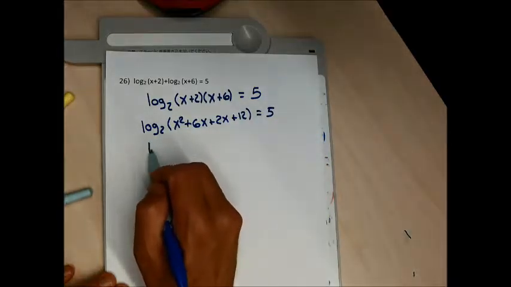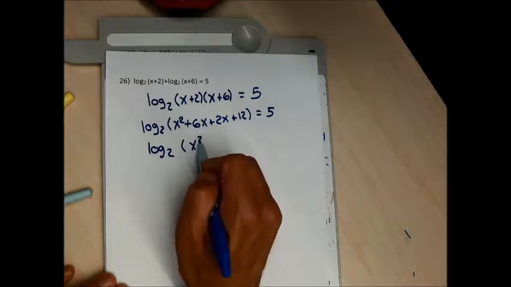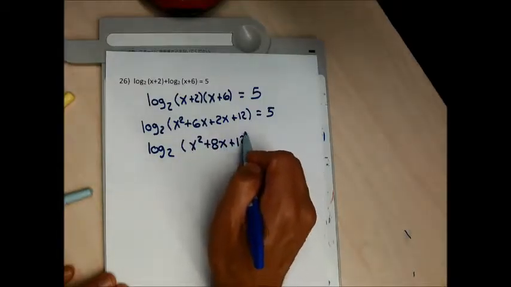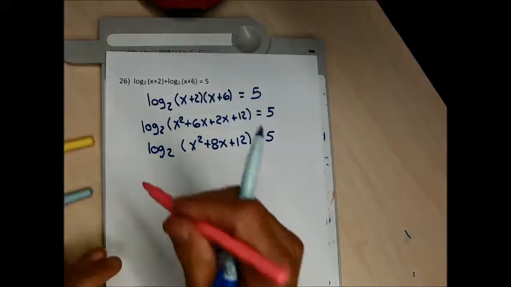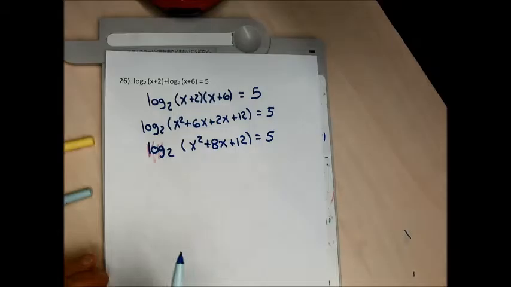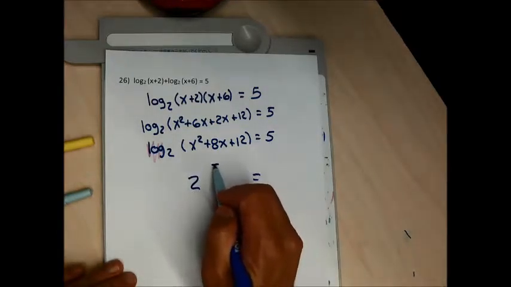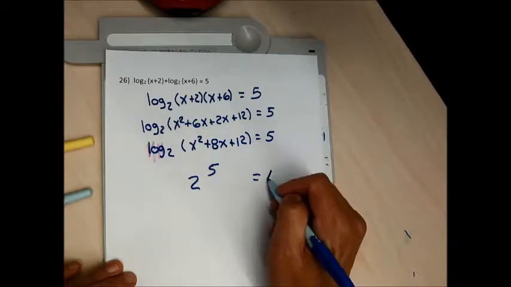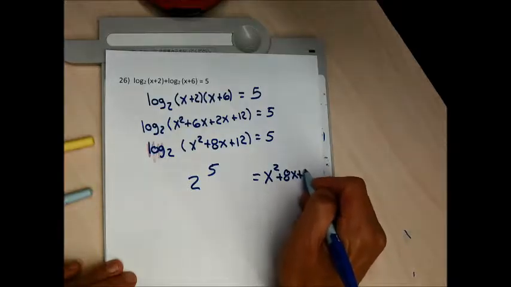This is going to give me the log base 2 of x squared plus 8x plus 12 equals 5. Now I need to cross out the logarithm like I did for the last 3 or 4 problems. The 2 is going to remain on the left-hand side. The 5 is going to move to the left-hand side and become an exponent, and the polynomial is going to move to the right-hand side.